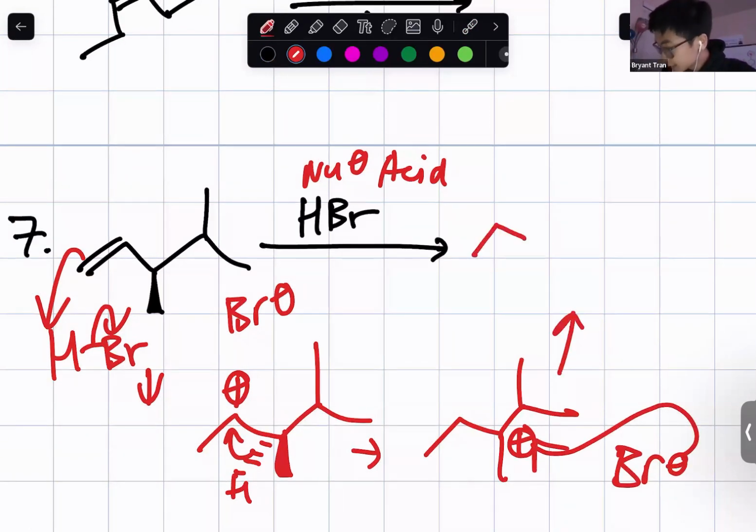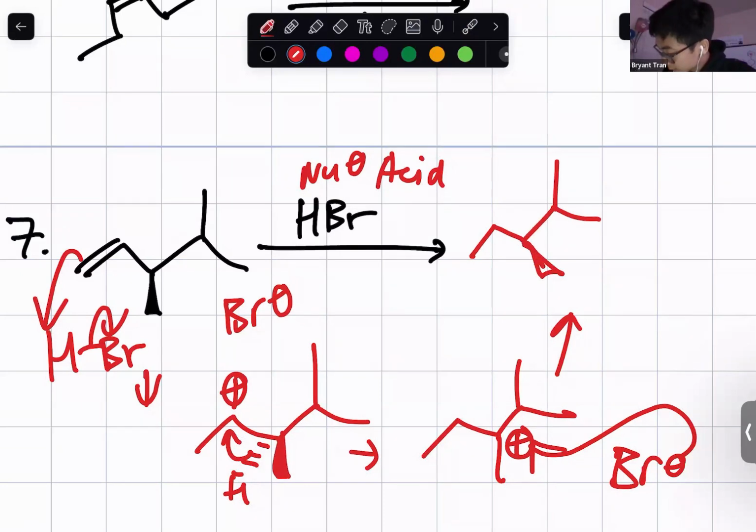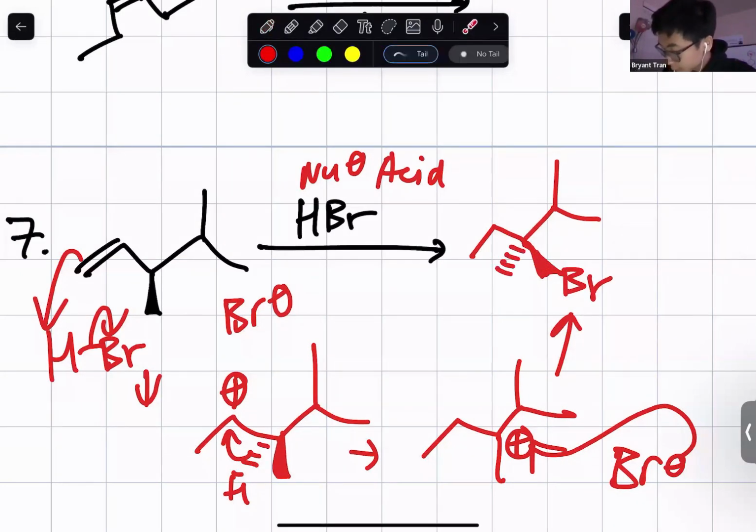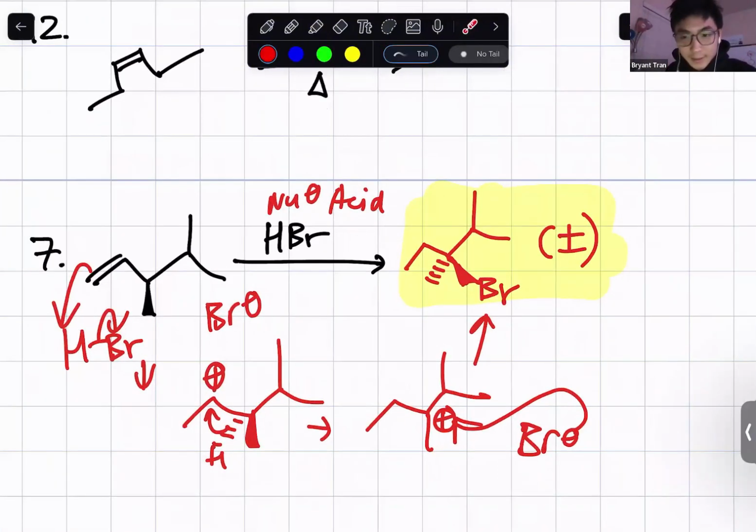And because this is a flat carbocation, the Br can approach on the top side or the back side. If it approaches on the top side, that would form a wedge product, forcing this methyl to become a dash. And because this is the only chiral center that can change, we could do plus minus there, giving us this final product, final answer. Nice. Okay. Any questions on this one?